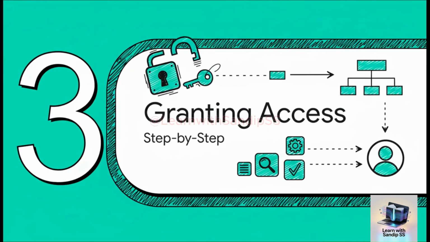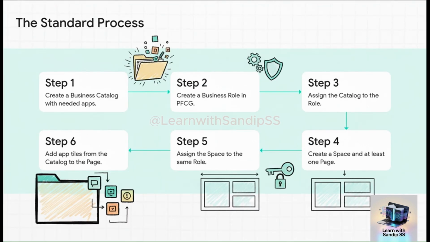All right, so we know the what, we've got our 4 building blocks. Let's move on to the how. Here is the standard SAP recommended procedure for putting all these pieces together so a user gets a working app on their screen. It's a really clean 6-step flow. First, you create a business catalog with just the apps needed for a particular job. Then you hop over to PFCG and create a business role. And this next part is key. You assign that catalog to the role.